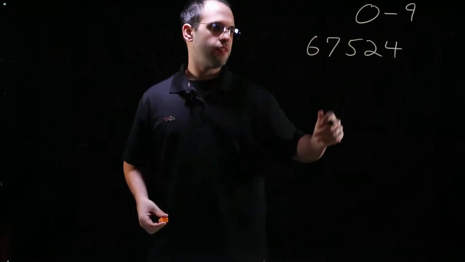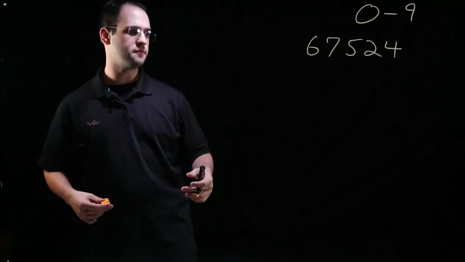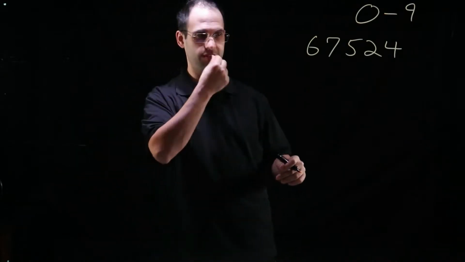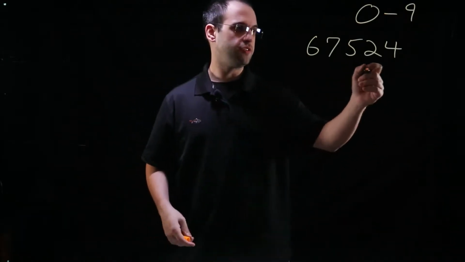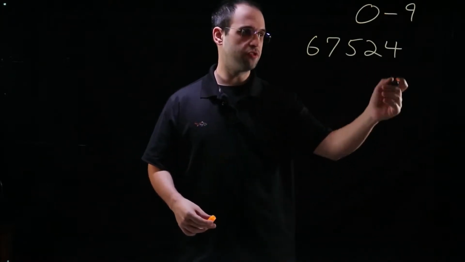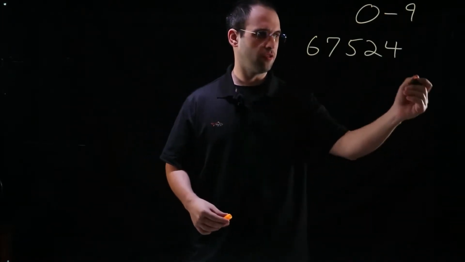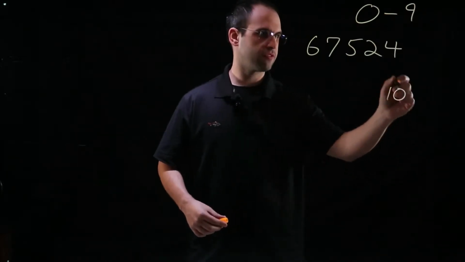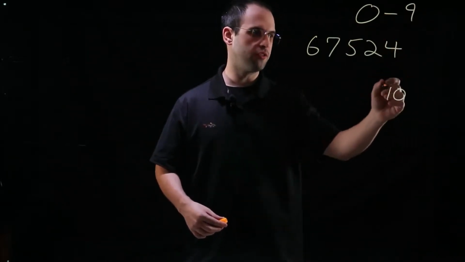Let's make it 67,524. And each of these decimal positions had a given value for each position. So starting all the way over here on the right, in this base 10 system, this column here was our ones column.